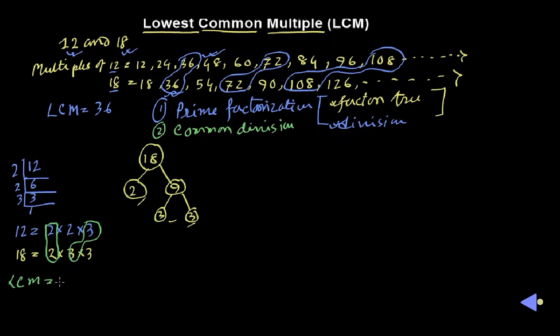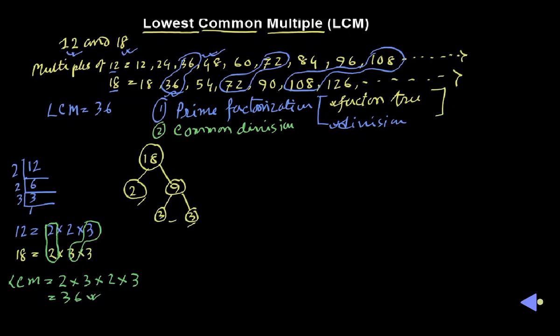In the earlier case, in case of HCF, we have taken only the common values. Here we have to take not only the common values, the rest of the values should also be taken. So here it is 2 and 3. Those are not common, still we have to take them to find out the LCM. So 3, it becomes 36.